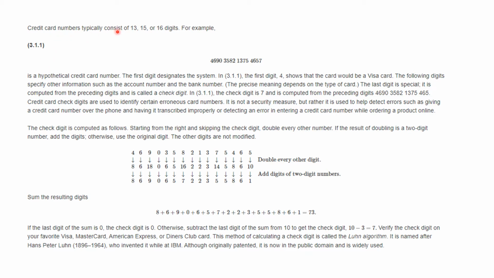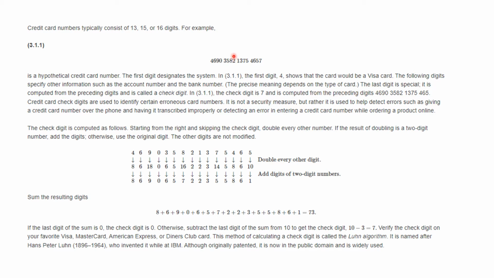So credit cards typically consist of 13, 15, or 16 digits. For example, here is a hypothetical credit card number. The first digit tells you the system. And in this case, the 4 says, oh, this is a Visa card. And the following digits specify other information such as the account number and the bank number and so forth. And these things really depend on the type of card.